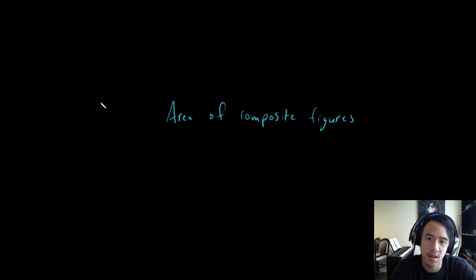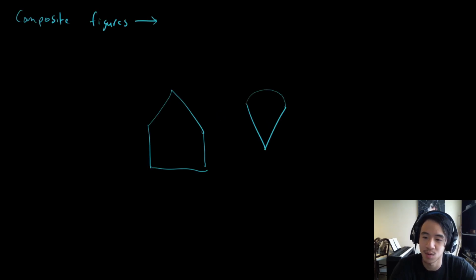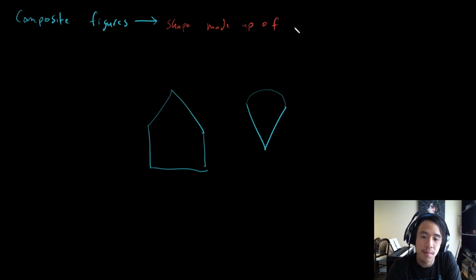What's going on, y'all? We are going to learn how to solve for the area of composite figures. So you might be asking yourself, Mr. Lee, what is a composite figure? Well, let me tell you. A composite figure is just a shape made up of different shapes.